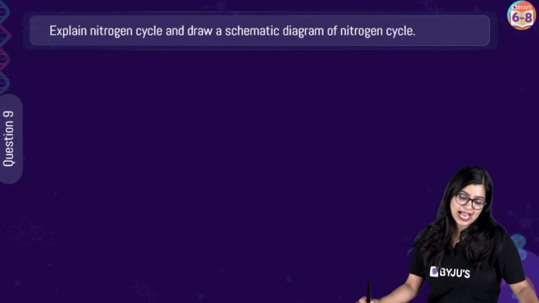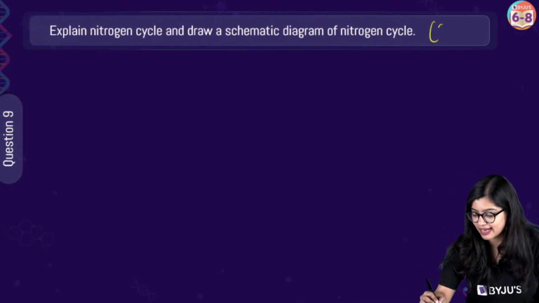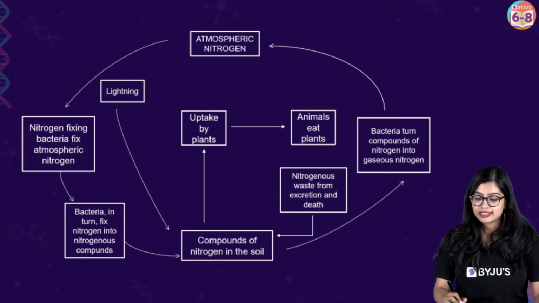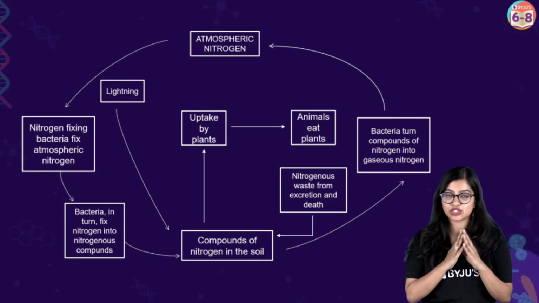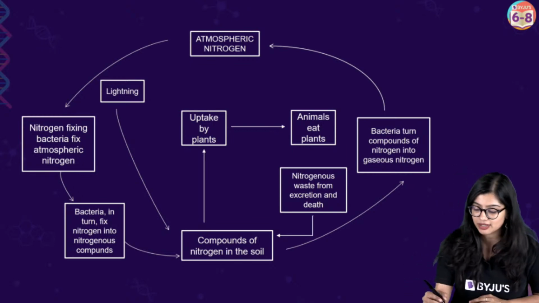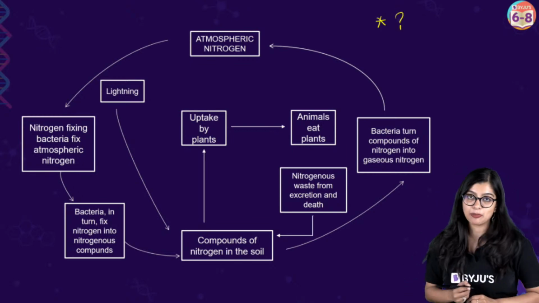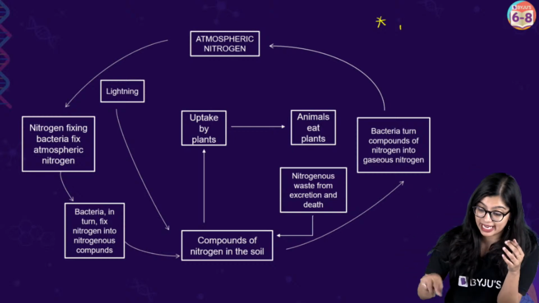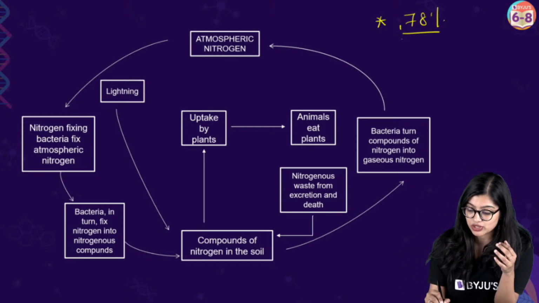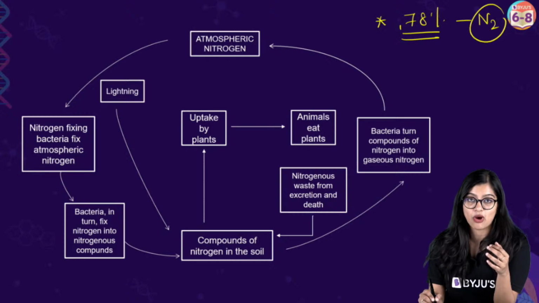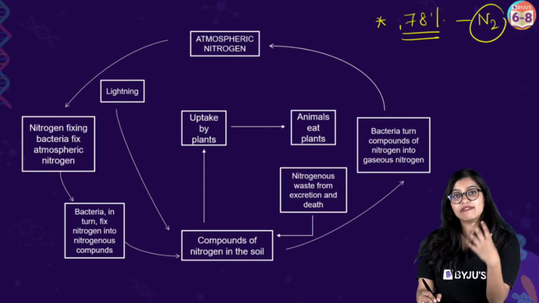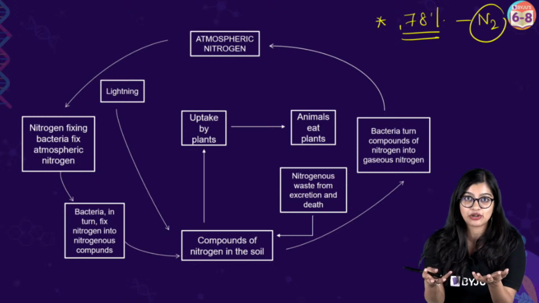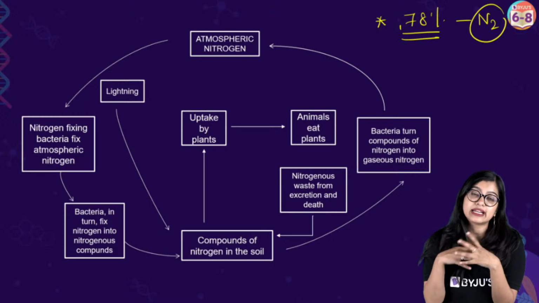Next up, explain the nitrogen cycle with a schematic diagram. It is a 5 mark question, a short question that is going to be there. See, when you're starting the nitrogen cycle explanation, start with why nitrogen is important. Almost 78% of the atmosphere is nitrogen and it exists in the gaseous form. Nitrogen is necessary for living organisms. You and I need nitrogen because the proteins that we need are made up of nitrogen, right? So if you want to synthesize proteins, we need nitrogen.